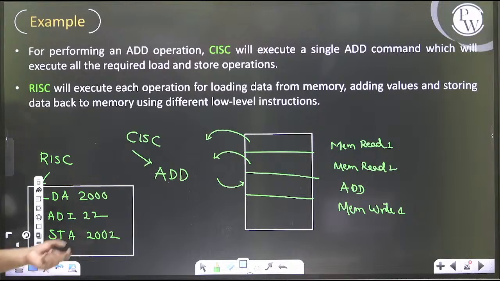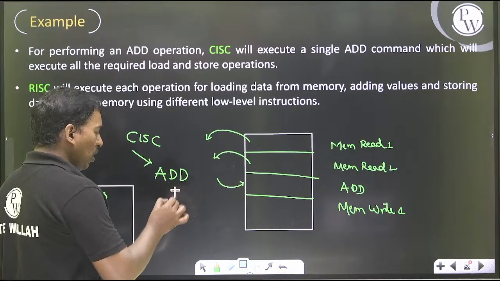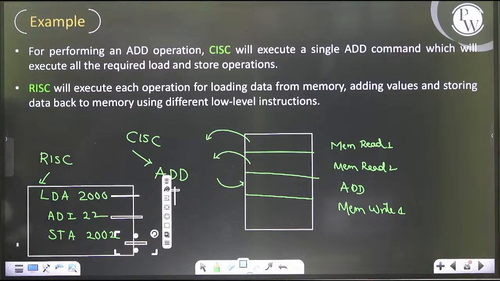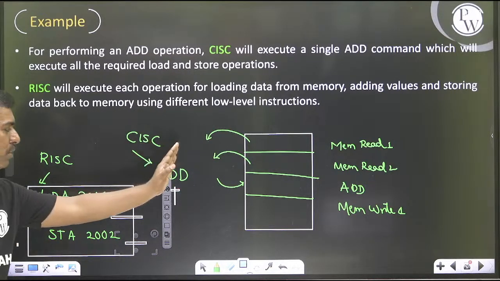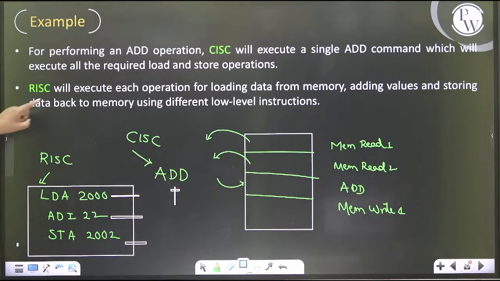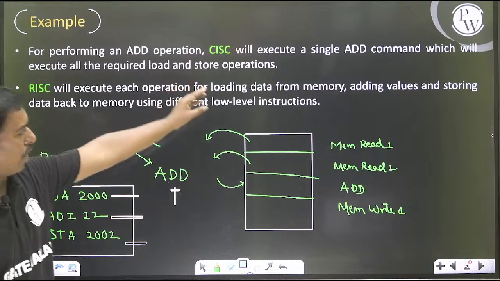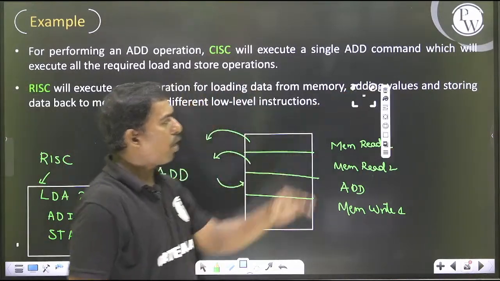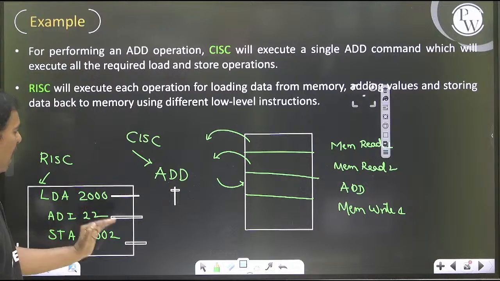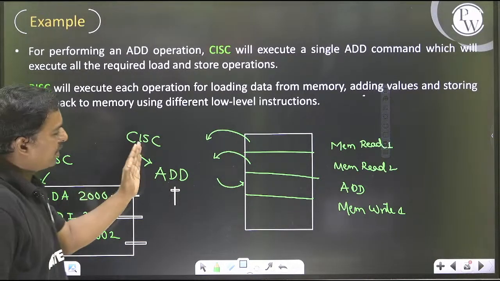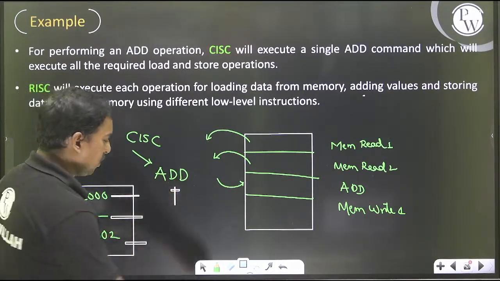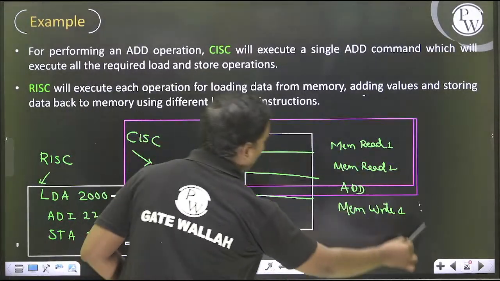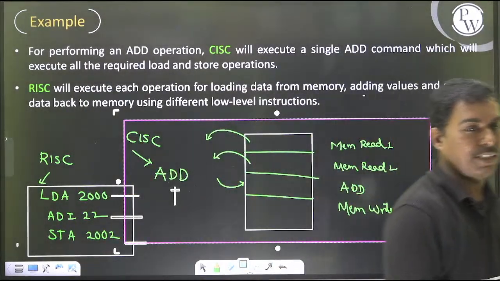Okay, so overall time of execution here will be more. Here overall time of execution for single instruction will be less. That's the difference between the CISC and RISC. RISC will execute each operation for loading data from memory, one operation. Next, adding values, another operation. And storing data back. This is the RISC way, whereas CISC directly uses a single add instruction. So this is very, very important understanding between the CISC and RISC, my dear.